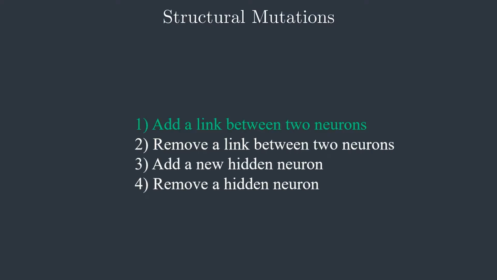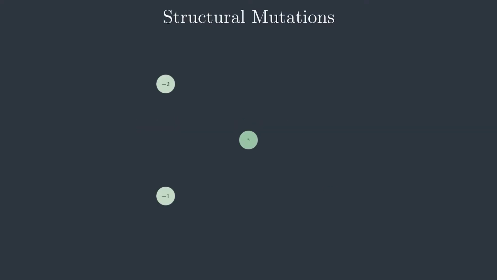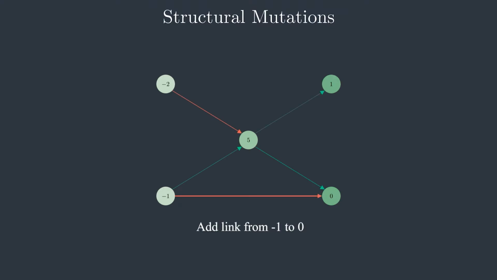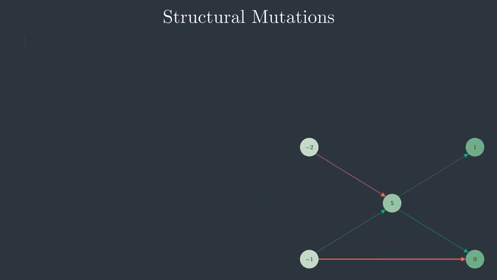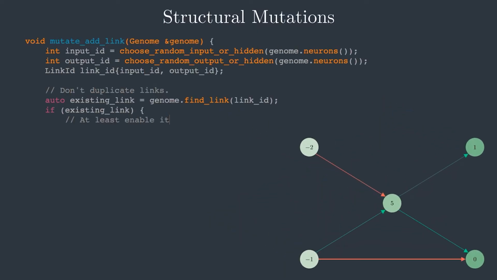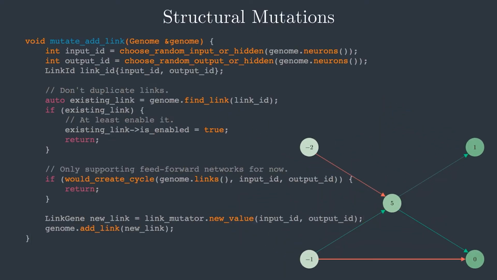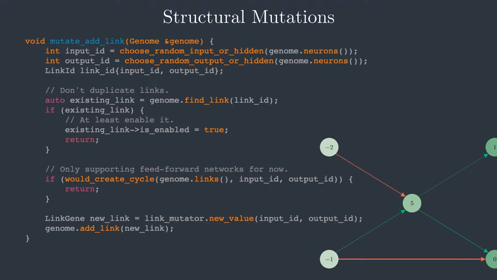First one adds a link between two neurons. This is implemented by choosing a random input or a hidden neuron and a random output or a hidden neuron, and adding a link between them if possible. If the same link already exists or the link introduces a cycle, the mutation terminates.